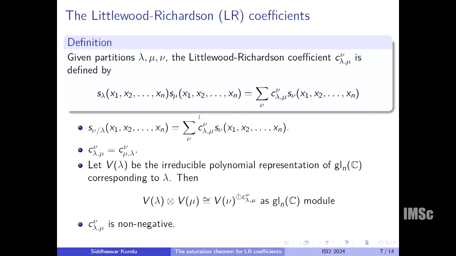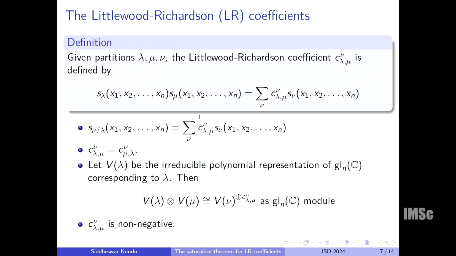So now we will see what the Littlewood-Richardson coefficient is. In the previous slide we have seen that any symmetric polynomial can be written as a Z-linear combination of Schur polynomials. S lambda is symmetric, S mu is symmetric, so their product is also symmetric. So it can be written as a Z-linear combination of Schur polynomials. Then the Littlewood-Richardson coefficient C nu lambda mu is actually the multiplicity of S nu in the decomposition. Since S lambda times S mu equals S mu times S lambda, these two coefficients are the same. C nu lambda mu will be C nu mu lambda.